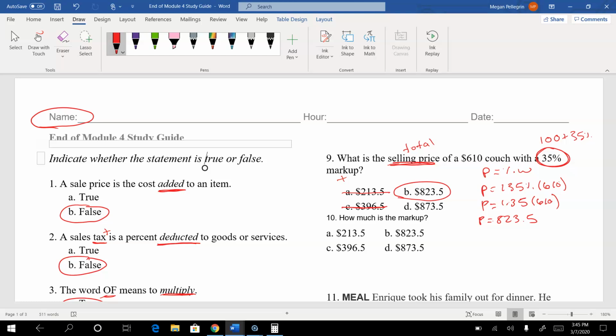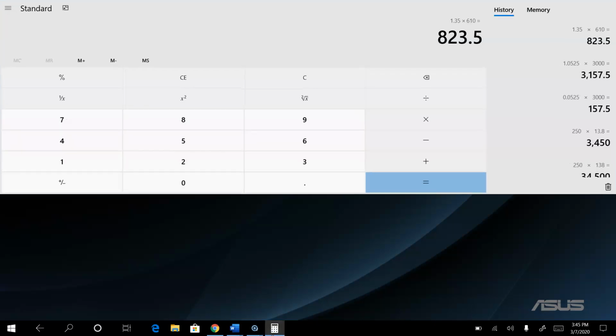And then it says, how much is the markup? Okay, so we could subtract 823 minus 610 to see how much the markup is. Or we could use that percent, the 35% times our original, so not with the 100% added to it. 0.35 is just going to give me the part, not the new price. It's just going to give me the part. So 0.35 times 610 equals 213.5.